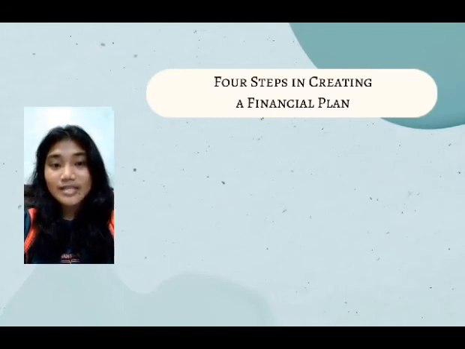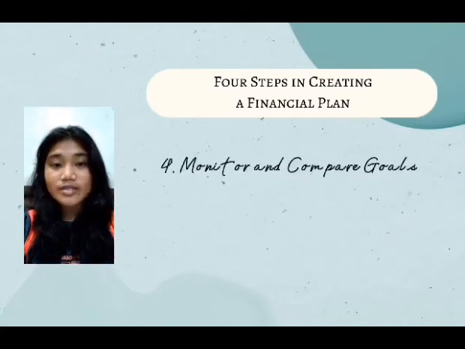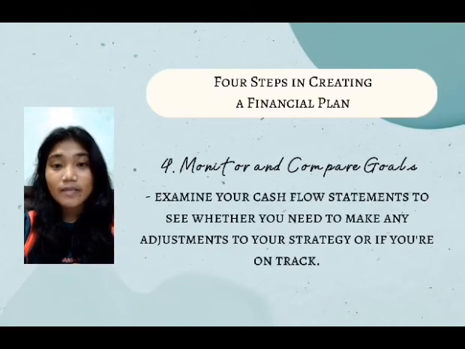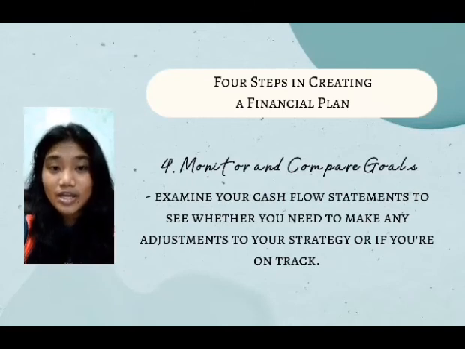So in the last step, which is to monitor and compare goals, you need to check what's coming in and what's going out of your business. What I mean in this statement is that you need to check your assets and your liabilities or any factor of your business that could relate or has anything to do with your finances. You also need to examine your cash flow statements to see whether you need to make any adjustments to your strategy or if you're on track.